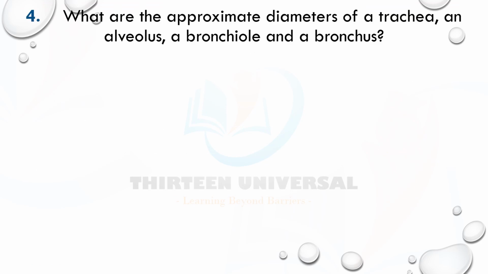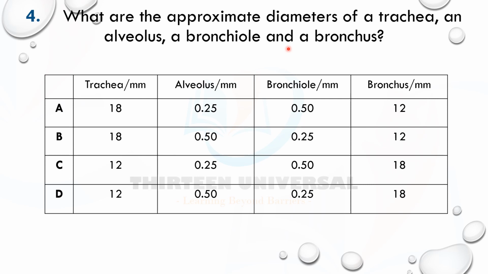Okay. Now, number 4 says, what are the approximate diameters of a trachea and an alveolus? Okay, let's look at it. So guys, pause the video and try to solve it, but don't forget that if this is the gas exchange system, this is trachea. The trachea splits into two bronchi. This is bronchi, just to help you understand this, and then this splits into bronchioles. Bronchi split into bronchioles.